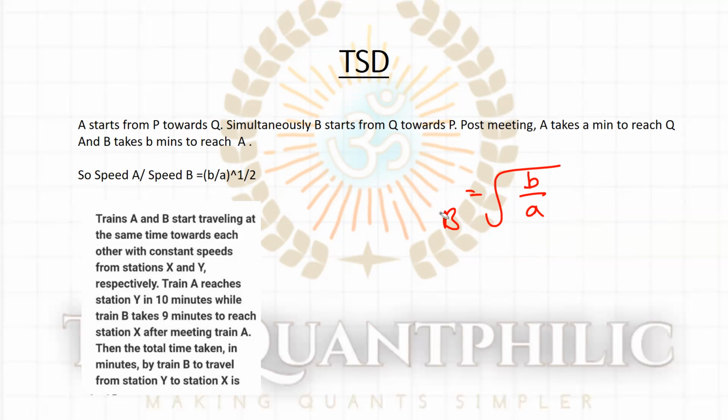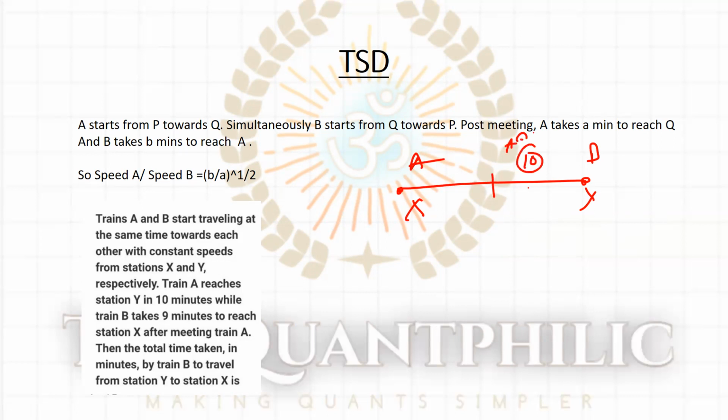Train A starts traveling at the same time towards each other with a constant speed from stations X and Y. So A starts from here and B from here. Train A reaches station Y in 10 minutes after meeting, and B takes 9 minutes. So train A takes 10 minutes from here to reach there, and B takes 9 minutes to reach from here to there. Now again the time taken will just be the root of the product of the times.